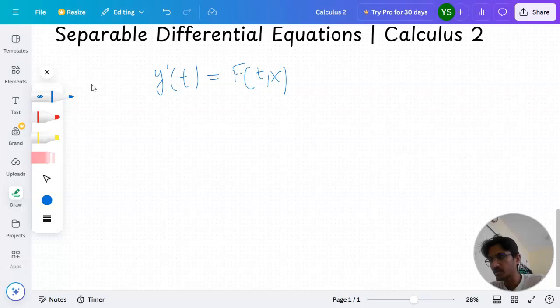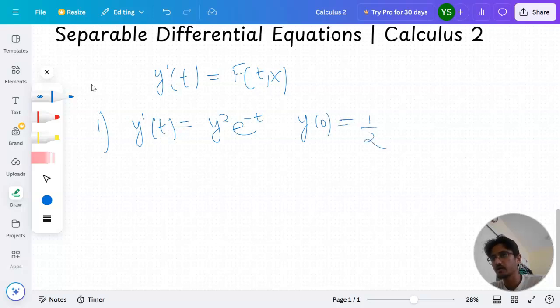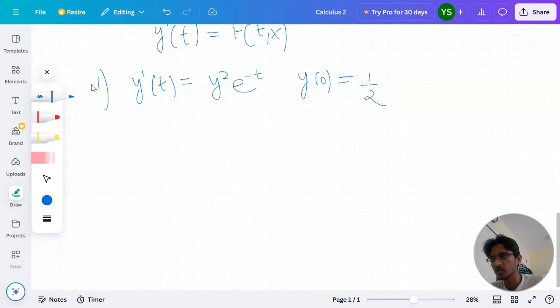Let's say we've been given y derivative t equals y squared times e to the negative t, where y of 0 equals half. Let's first find the general solution to this equation. What I like to do when I see this is write down dy over dt.